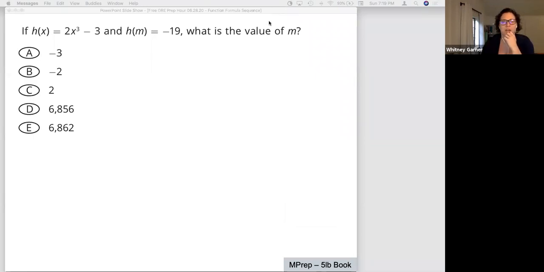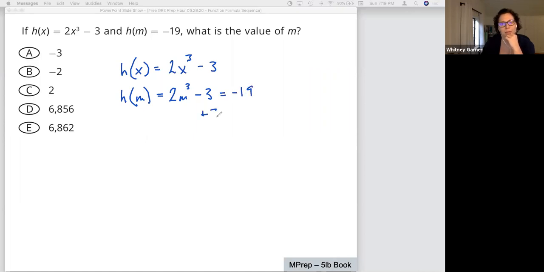If I'm told that h of x, I'll get this on my paper. Helps if I use the right variables. So if h of some number is going to be 2 times that number cubed minus 3, then h of m is going to be 2m cubed minus 3. If that equals negative 19, then I solve. I'm going to add a 3 to both sides. So 2m cubed equals 16.